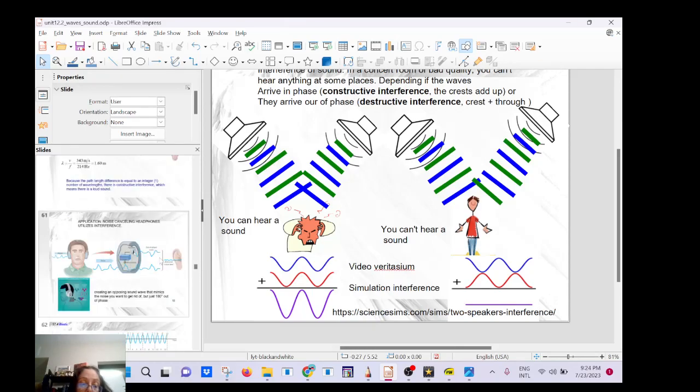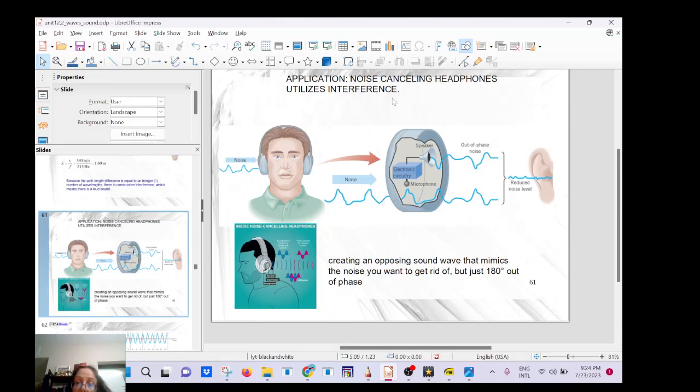So lots of applications for that. For example, you have noise-canceling headphones. If you don't want to hear noise from outside, those headphones have electronics inside, and inside here you have a small microphone, and it's going to pick up the noise, or the sound, coming from outside, and using electronics, it's going to make exactly the opposite wave, out of phase.